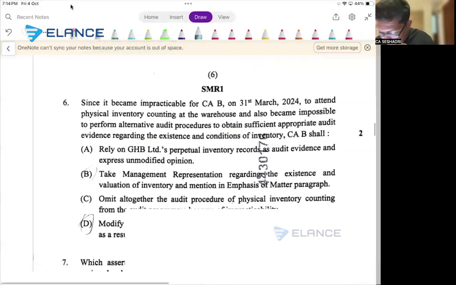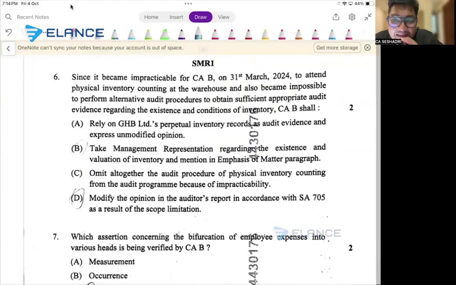Now come to the 6th question. It is impracticable for the CA to attend physical counting. If it is impracticable, perform alternate procedures, perform reconciliations, additional procedures, all these things. Again, if it is impossible to perform all these things, better discuss with management and modify the report. Again, this SA is applicable only when inventory is a material part of the FS. I assume, I believe, it's not given in the question, but I assume it's a material part.